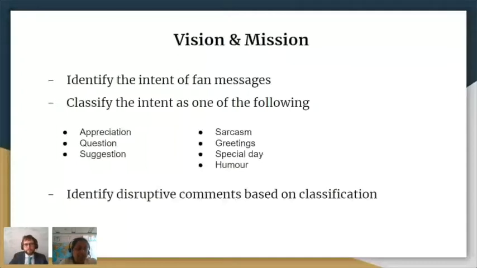and their team identify the disruptive comments based on these classifications, as well as have some ready-made chatbot-like answers to comments, like saying, for example, thank you, or how can I help you, that sort of thing. So that is the vision and mission of this project.